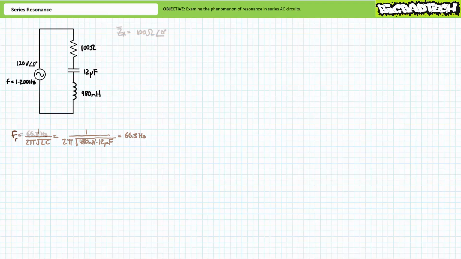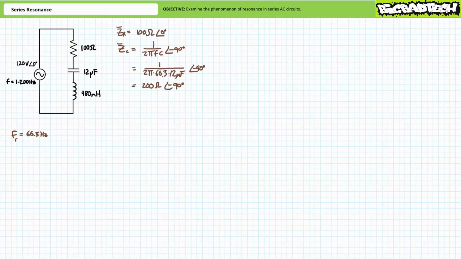Let's check our work. The complex impedance of the 100 ohm resistor is 100 ohms at an angle of 0 degrees. At an excitation frequency of 66.3 Hz, the complex impedance of the capacitor will be roughly 200 ohms at an angle of negative 90 degrees. At an excitation frequency of 66.3 Hz, the complex impedance of the inductor will be roughly 200 ohms at an angle of positive 90 degrees. At the resonant frequency, the capacitor and inductor do indeed present impedances of equal magnitude, yet of opposite polarity.